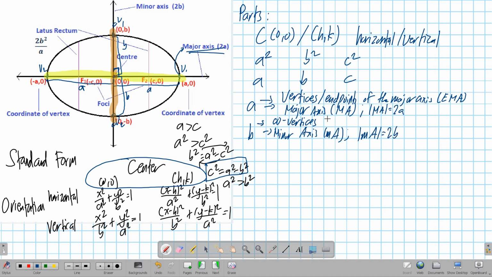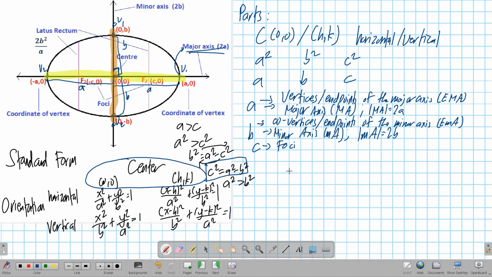Further, the co-vertices can also be called the endpoints of the minor axis, which is sometimes shortened as capital E, small m, capital A. So, the endpoints of the minor axis. For C, this is only on the coordinates of the foci. But take note that whether it's the foci, the vertices, or the co-vertices, they should have the same midpoint, which is the center of the ellipse.